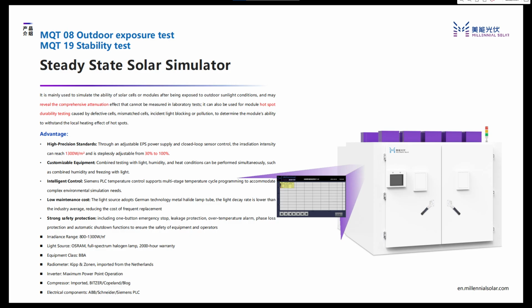It can also be used for module hotspot durability testing, for hotspots caused by defective cells and mismatched cells as well. The advantage of this chamber is that its irradiation intensity can reach 1,300 watts per square meter, and it's step-adjustable from 30% to 100%. And it is a multi-channel chamber. We can customize the channels according to your actual needs. But due to the restriction of the container when doing ocean shipping, we have to limit the channels to a certain amount. Probably 12 channels will be the maximum usually.